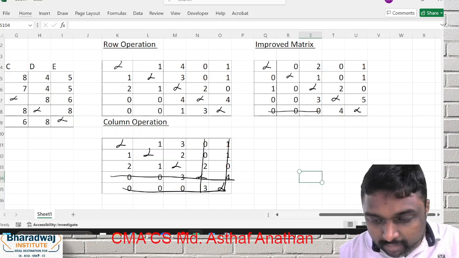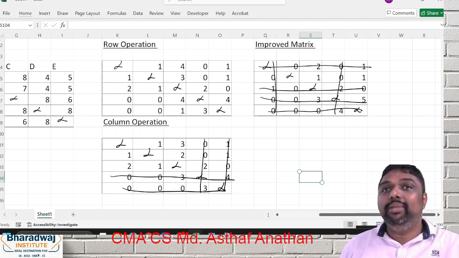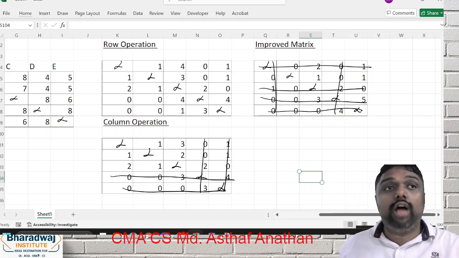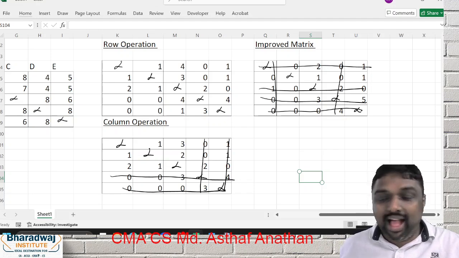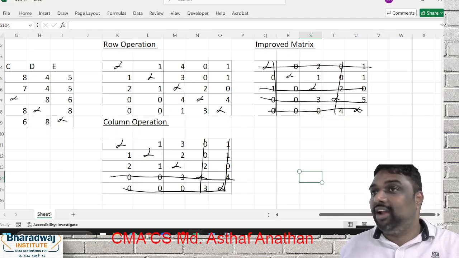Again, we have 3, 2, 2. However you do, you will get 5. That means you reach the optimality. So once you reach the optimality, you have to start doing what? Allocation. So hope you are ready for allocation. Shall we start the allocation?